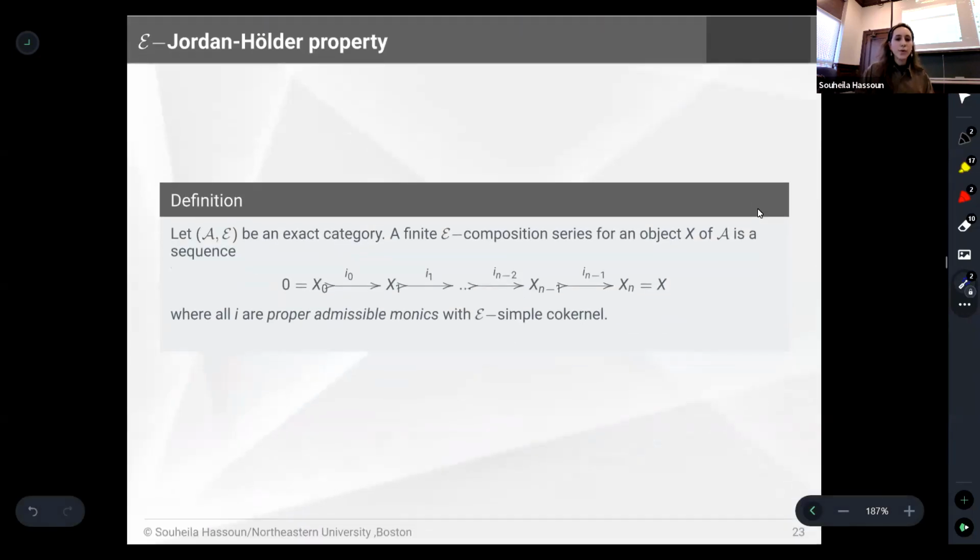Okay, so this is what we will call an admissible composition series. We take a filtration by subobjects, but not any subobjects: they should be related only by admissible monics. For example, if you take the minimal one, which always exists, the split one, these should all be sections.